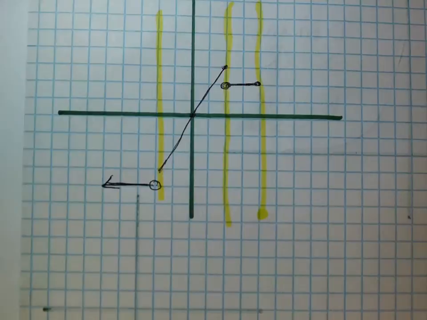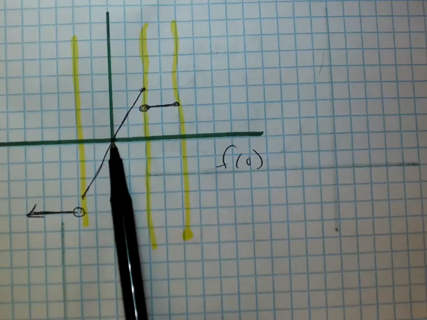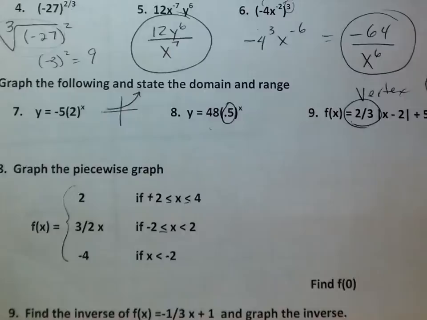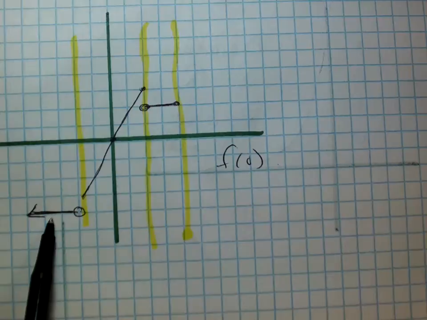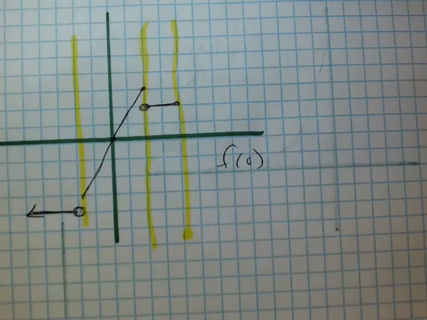F of 0. Wouldn't it start at negative 3? For the last part of the piece, would it be at negative 2? Oh, yeah, because it's not equal to, it can't equal negative 2. Great question. But it can equal negative 2.1 or negative 2.001. That's why I've got an open circle, but I got all the way to there. Good question. Now, f of 0.